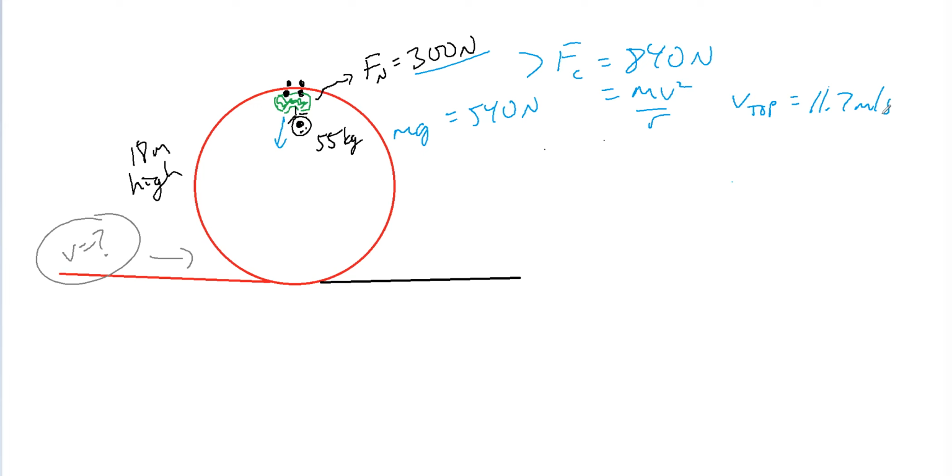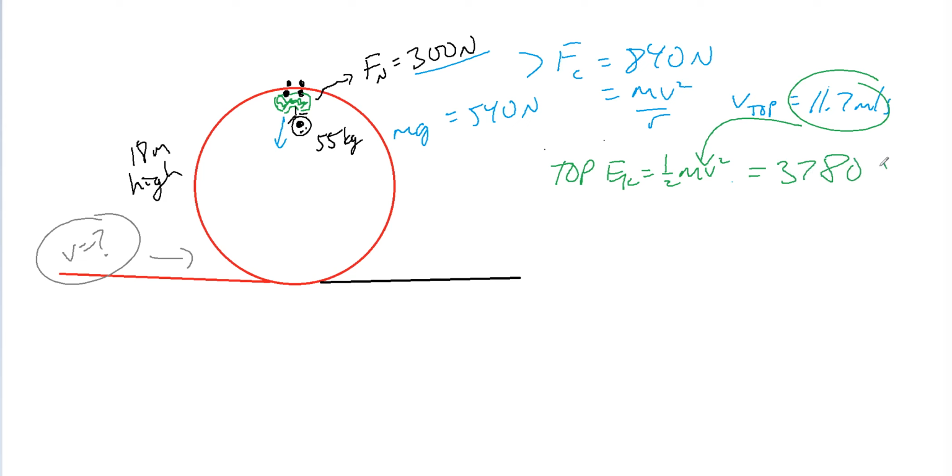Okay, so now that I've got his speed at the top, again, speed's usually that boundary between energies and forces. I've got the speed at the top, which means now I can find his kinetic energy at the top. So if I find his top EK, doing 1/2 mv squared, I can find out how much kinetic energy he has at the top of the loop. Okay, so if I do that, his kinetic energy is around 3,780 joules.